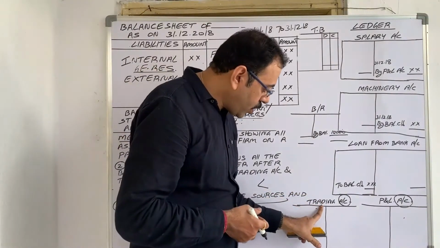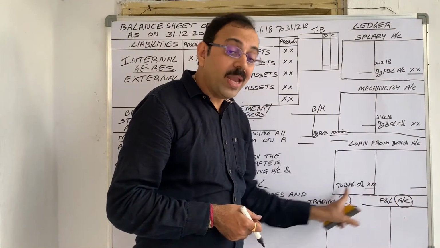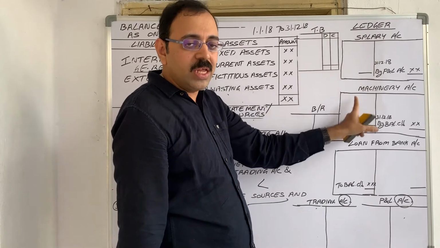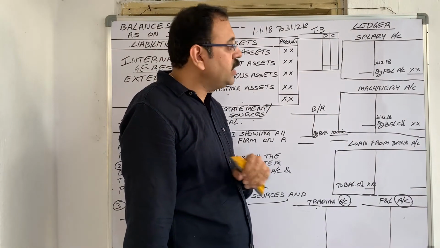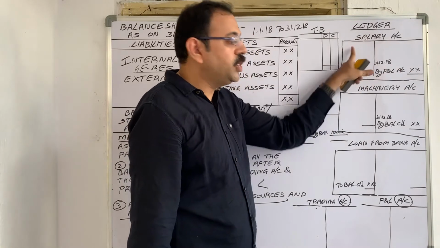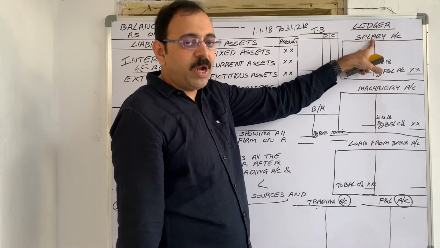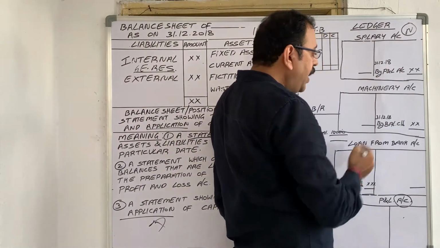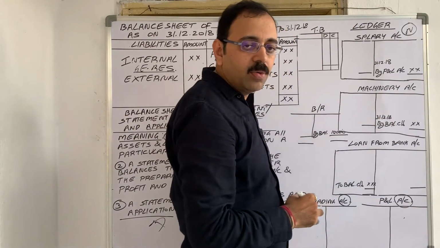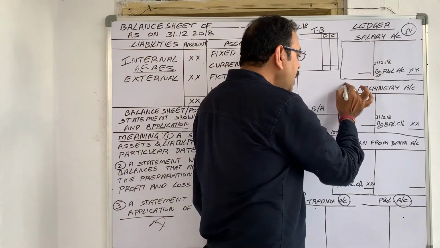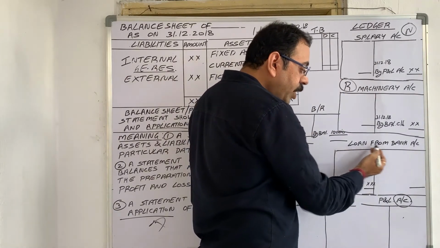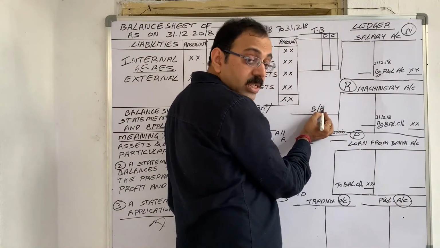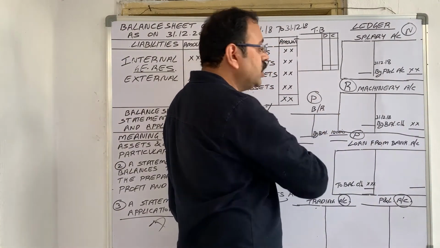In case of trading account, profit and loss account, what happens is, in ledger book, we prepare all personal accounts, real accounts and nominal accounts now. For example, salary account we prepared in ledger book. Salary is an expenditure, so it is a nominal account. And in ledger, we prepared machinery account, asset account, so it is a real account. And we prepared loan from bank account, it comes under personal account. We prepared bills receivable account, it comes under personal accounts.